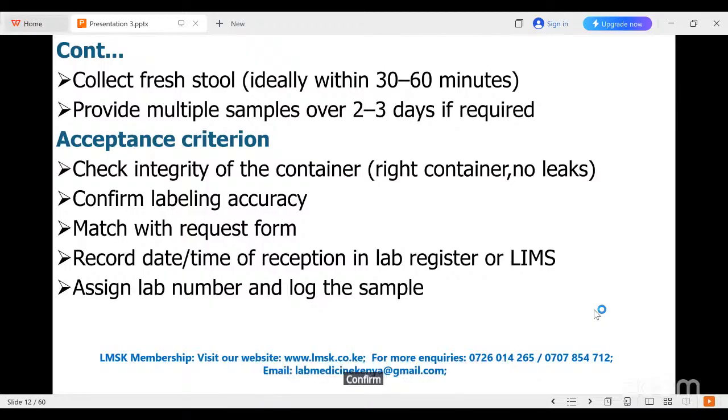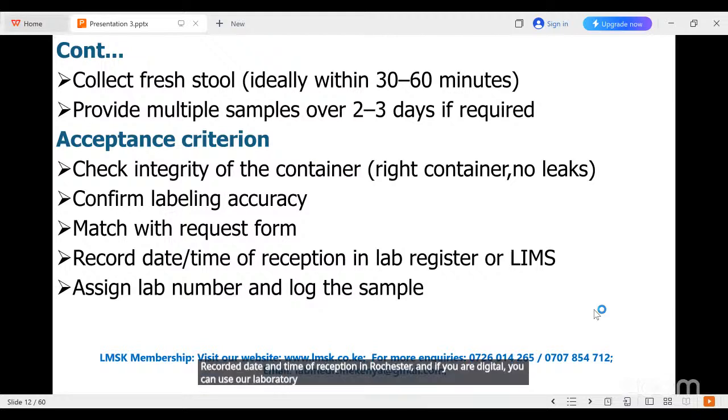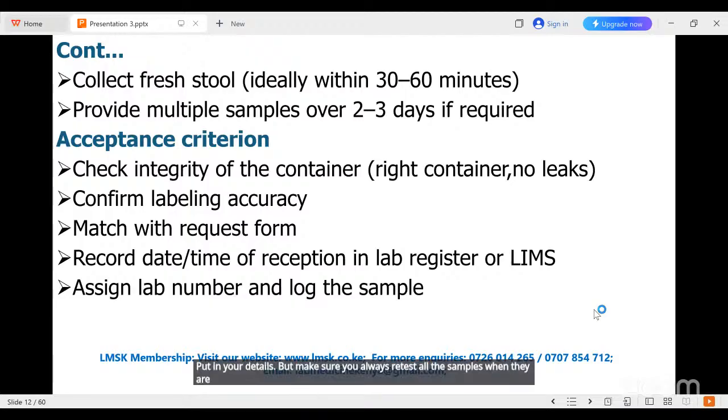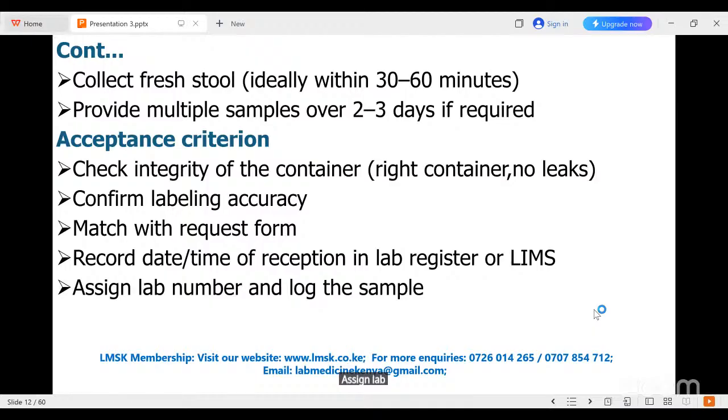Confirm the labeling if it's accurate. Always match. Confirm again if the information on the request form is the same as the information on that container. Record date and time of reception in a register. And if you are digital, you can use a laboratory information management system and put in your details. But make sure you always register all the samples when they are received. Assign a lab number and log the sample.